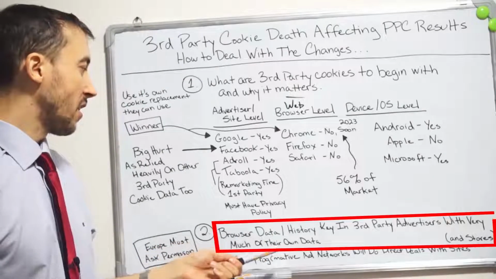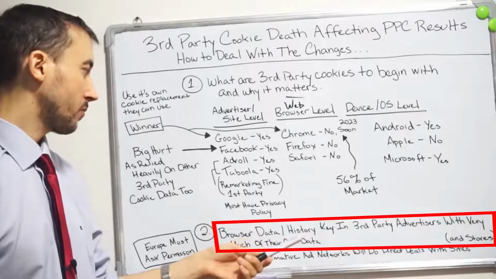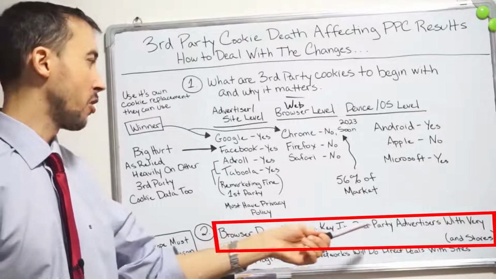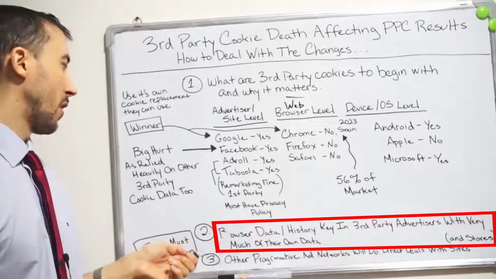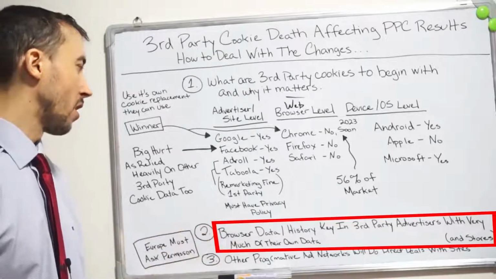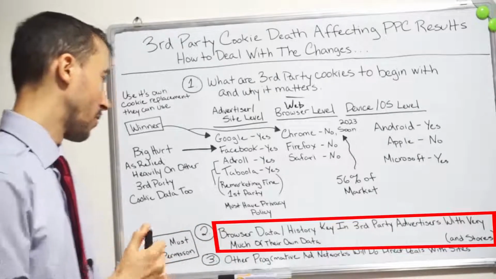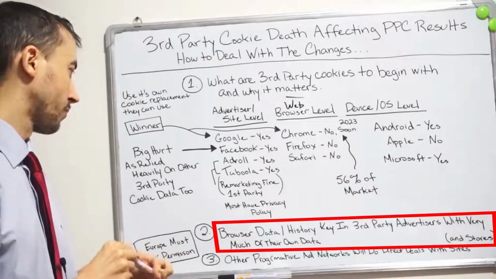The browser data history is key in third-party advertisers with very much of their own data. So I'm trying to think what.